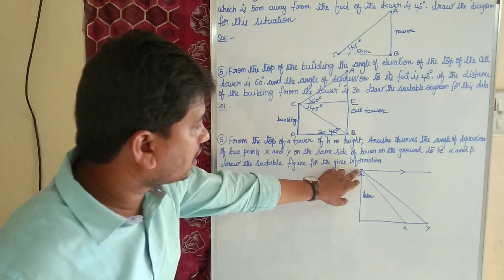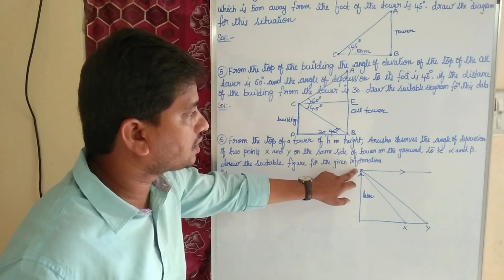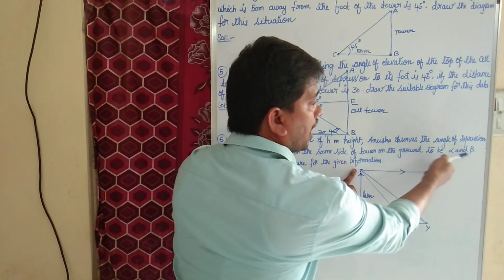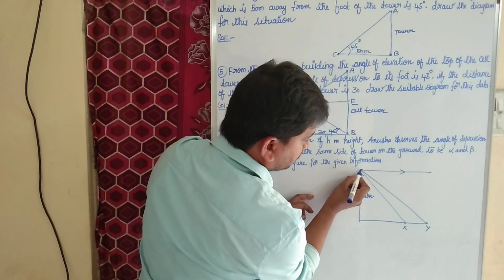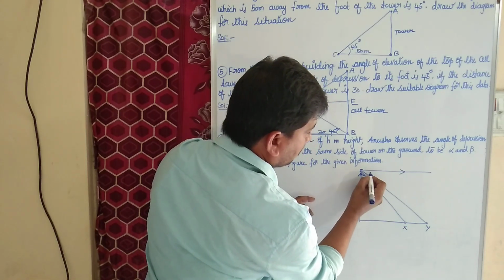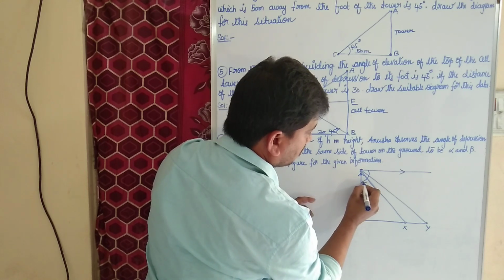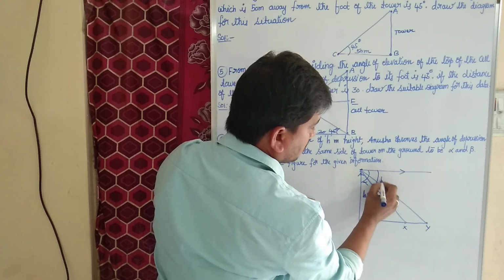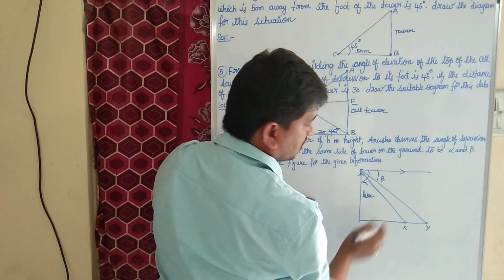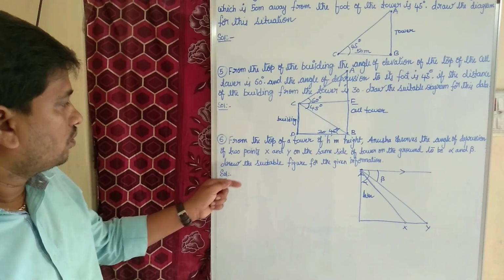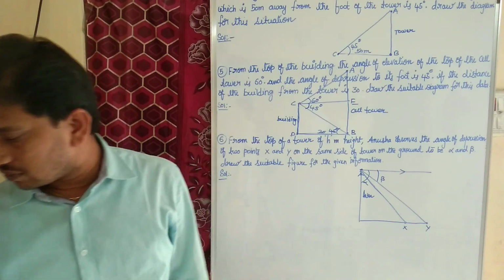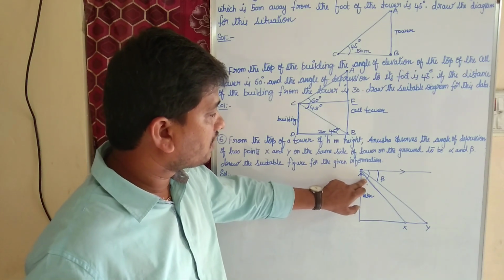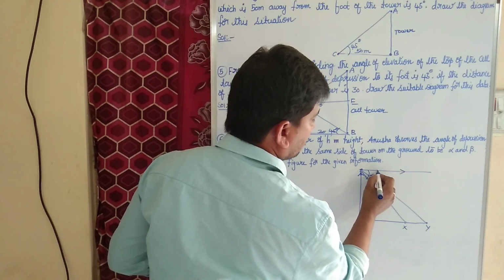From the top of the tower of h meters height, Anusha observes the angle of depression of 2 points x and y on the same side of the tower on the ground to be alpha and beta. So the first one is this, our alpha, and the second one is beta. Now draw the diagram for this given information. So what is the diagram here? Here the diagram is: first one is alpha, and the second one is beta.